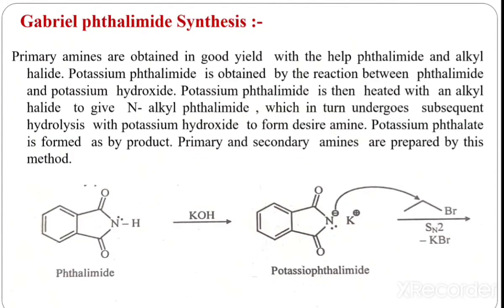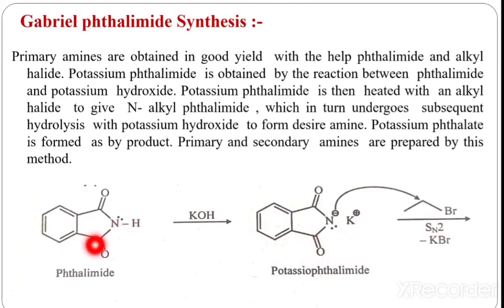Now the next method to synthesize amine is Gabriel phthalimide synthesis. Friends, in Gabriel phthalimide synthesis, the primary amines are obtained in good yield with the help of the phthalimide. Here phthalimide and alkyl halide. That means phthalimide and the alkyl halides. Here the potassium phthalimide is obtained. That means I have shown here the structure of potassium phthalimide.